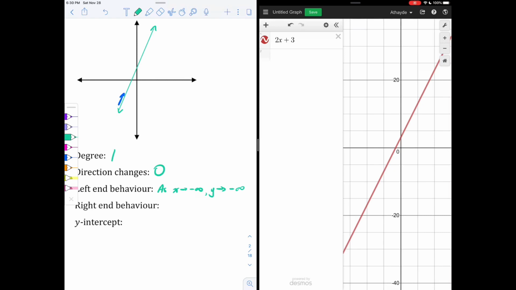On the right side, over here, we're going to talk about what happens as x goes towards positive infinity. What does y do? Well, y is going up and up and up and up. So we can say that as x is approaching infinity, y is also approaching infinity. And finally, this y-intercept. The y-intercept here, according to this graph, is at 3. All right, let's move on to the next one.